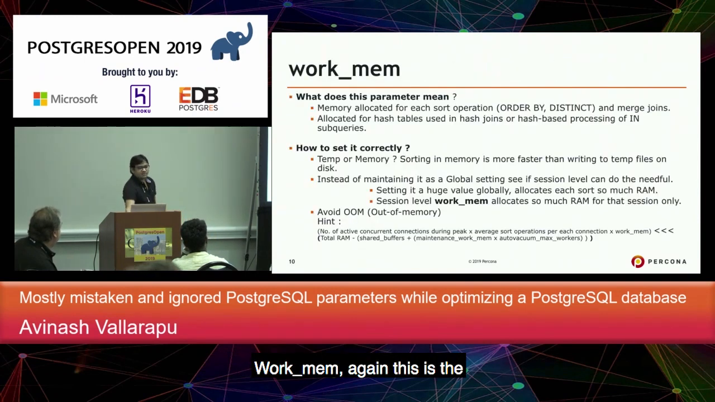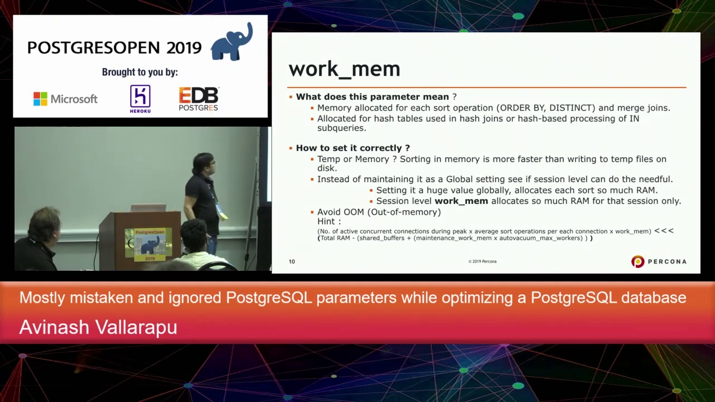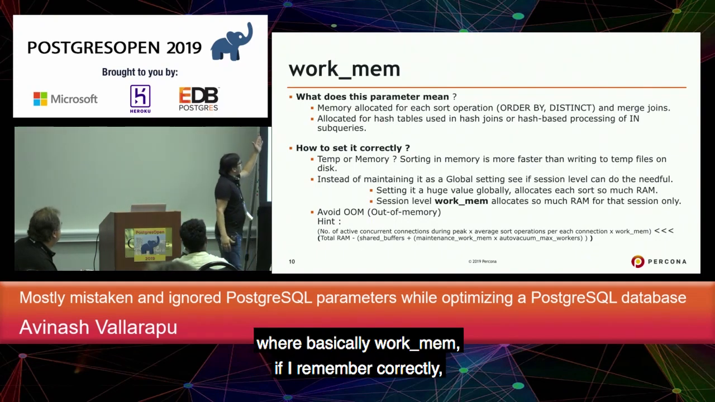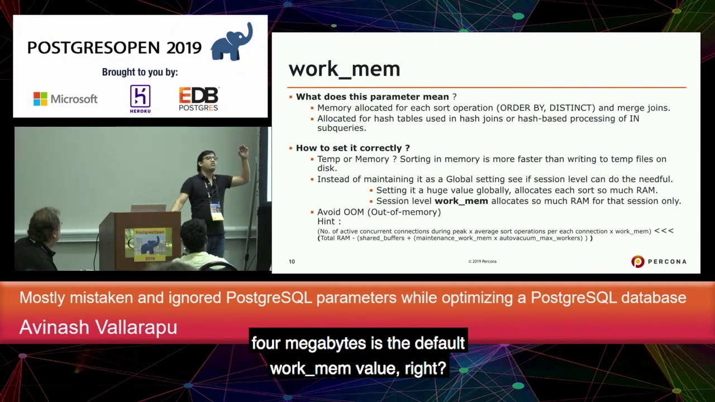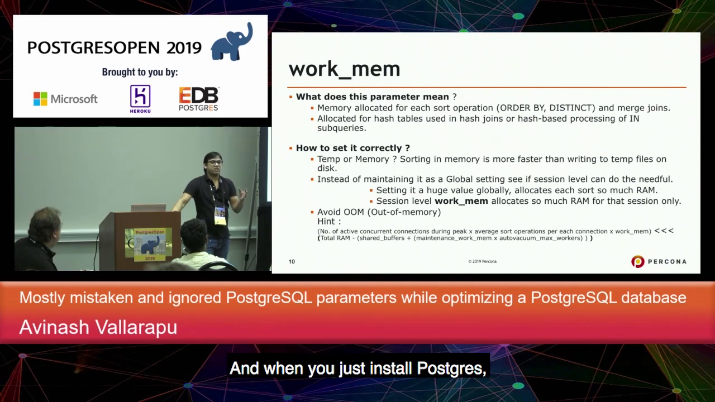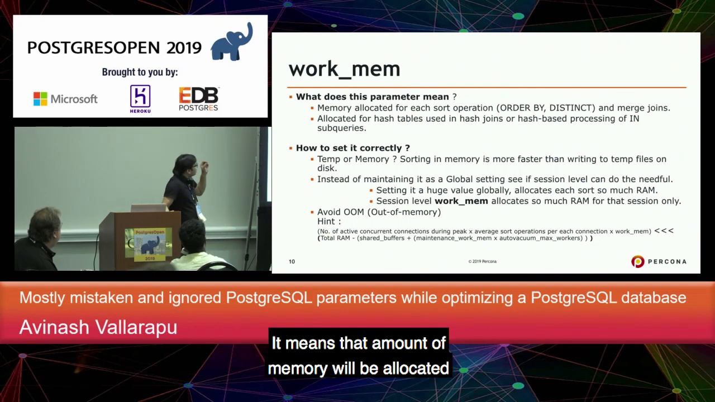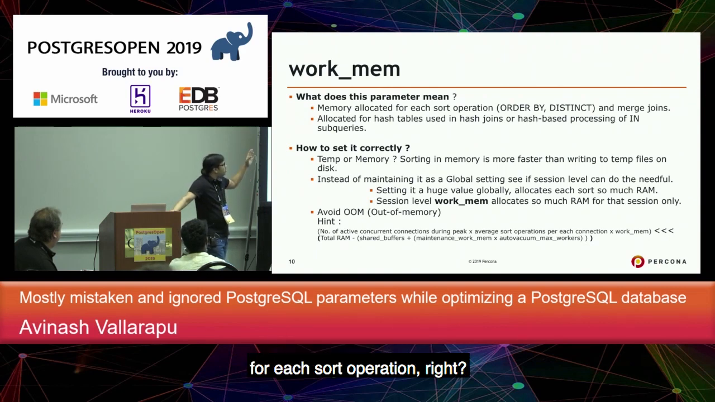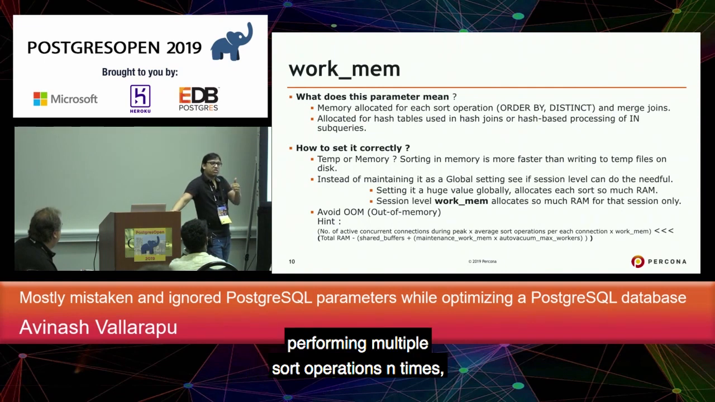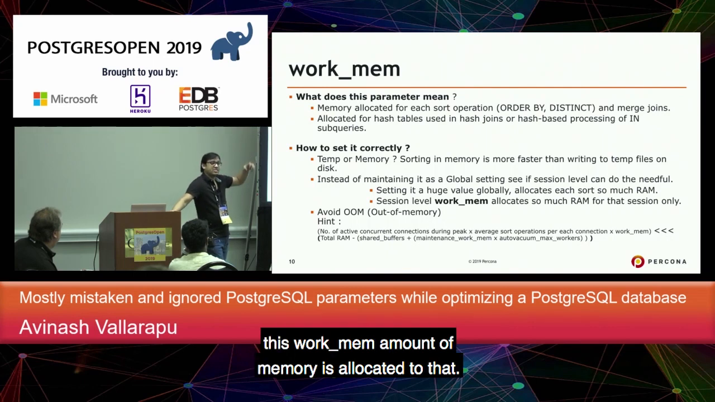work_mem. Again, if I remember correctly, 4 megabytes is the default work_mem value, right? When you just install Postgres, the value set for work_mem would be 4 megabytes. What does it do? It means that amount of memory will be allocated for each sort operation, right? And if your query is performing multiple sort operations, n times this work_mem amount of memory is allocated to that.